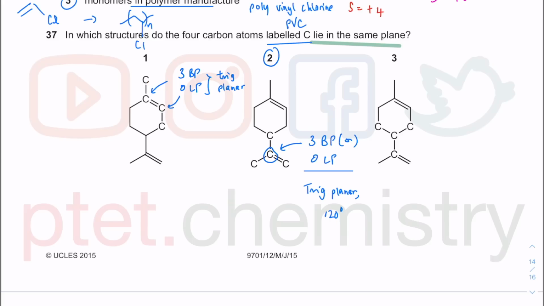This is bonded to this trigonal planar carbon. So trigonal planar carbon there, trigonal planar carbon there. So one also has the four carbon atoms labelled C in the same plane. How about this next one?